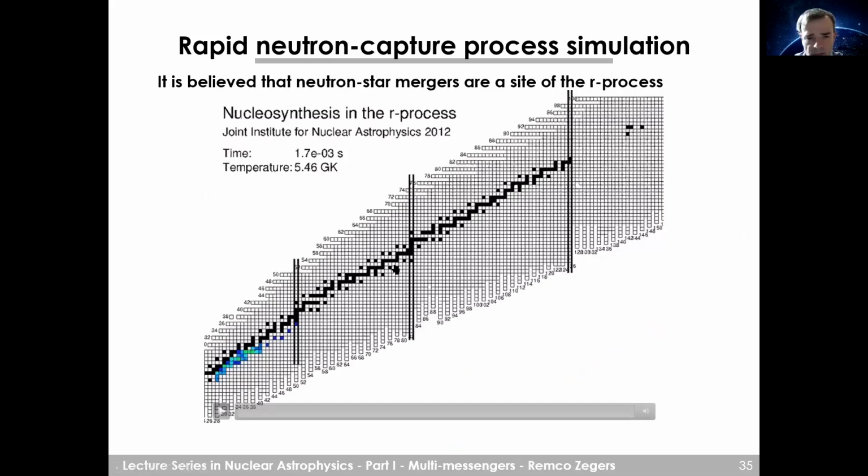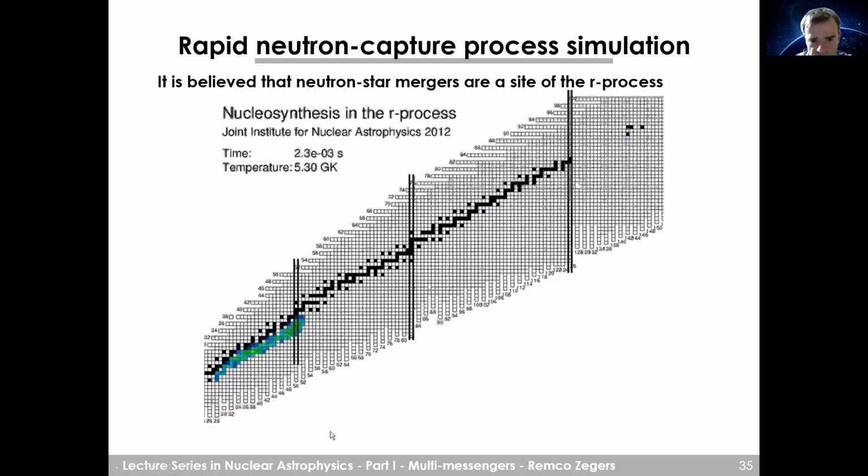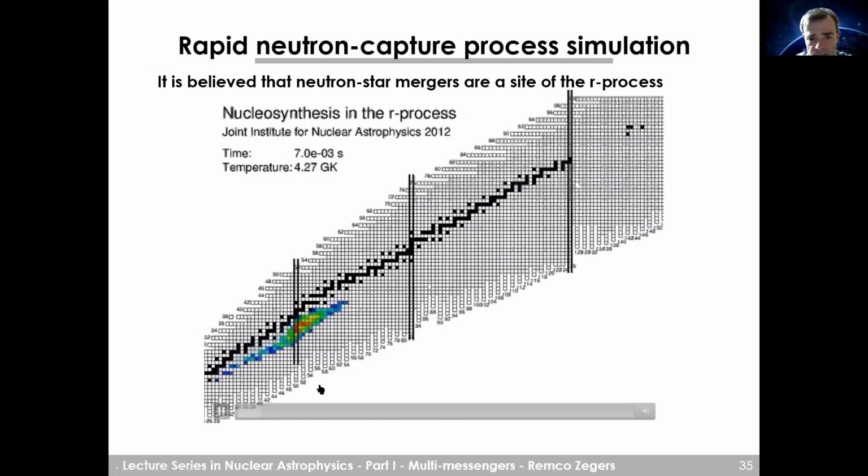This is a movie that I believe Hendrik made some time ago in 2012. It is a simulation of the rapid neutron capture process, which we believe neutron star mergers are a site for. I'm just going to play this so we can start, and you can see the time and temperature. You can see different elements are being made. Again, this is protons on the y-axis and neutrons on the x-axis, and you can see that in this particular reaction path, you make very neutron-rich systems, very far away from the stable isotopes we find on Earth. It takes a little while. I'm going to let it run.